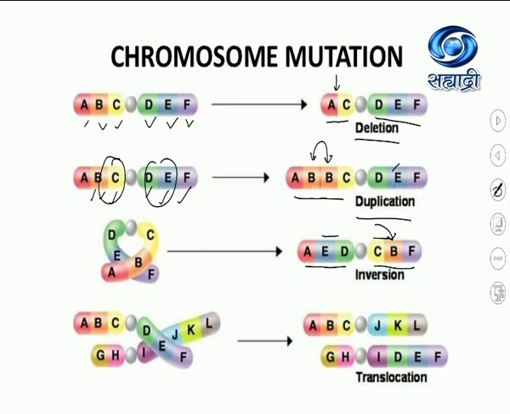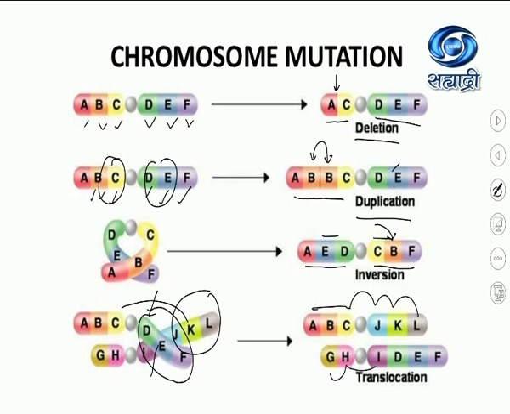Next is translocation. Let us see what happens here. This was ABCDEF, and the other chromosome was GHIJKL. Now what happened? It translocated, the change in position occurs. DEF got detached from here, JKL got detached from there, JKL attached to the first chromosome and DEF attached to the second chromosome. Look at the sequence. ABC, what should come is DEF, but what is coming? JKL.